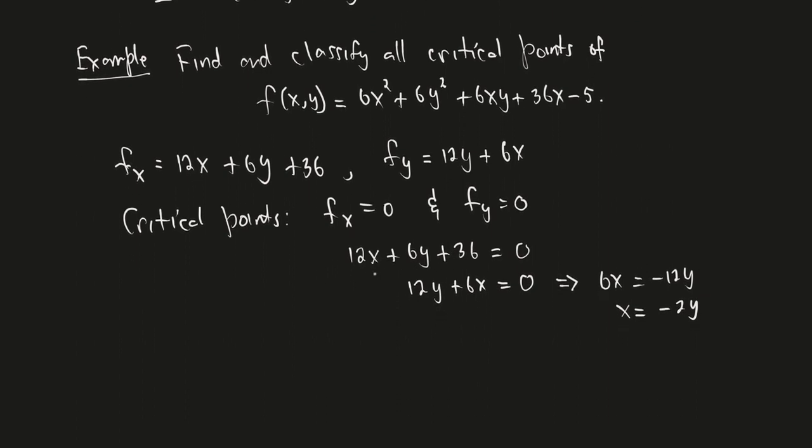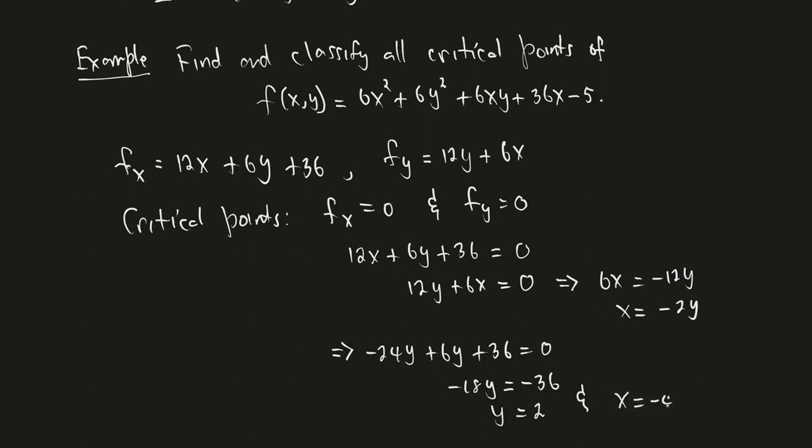and then I'll be able to solve for y, and then once I know y, I can come back to this equation and get x, right? So substituting negative 2y for x in the first equation, this gives me negative 24y plus 6y plus 36 is equal to 0. So I have negative 18y is equal to negative 36. So y has to be equal to 2. And if y is equal to 2, then x is equal to negative 4.